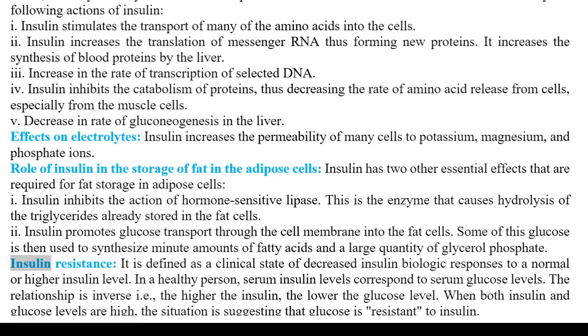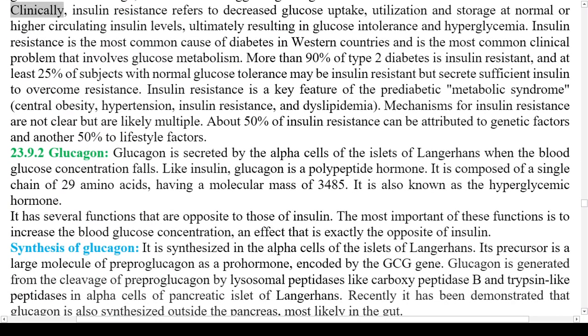Insulin resistance. It is defined as a clinical state of decreased insulin biologic responses to a normal or higher insulin level. In a healthy person, serum insulin levels correspond to serum glucose levels. The relationship is inverse, i.e., the higher the insulin, the lower the glucose level. When both insulin and glucose levels are high, the situation suggests that the body is resistant to insulin. Clinically, insulin resistance refers to decreased glucose uptake, utilization, and storage at normal or higher circulating insulin levels, ultimately resulting in glucose intolerance and hyperglycemia.